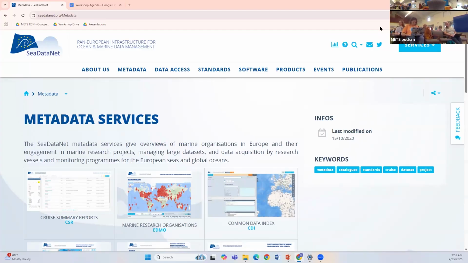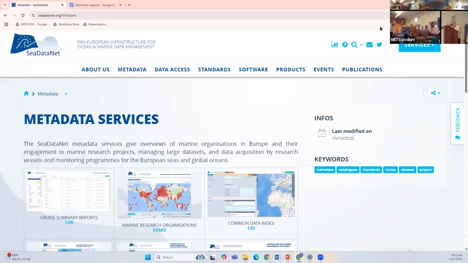Just reiterate where we find your catalog of catalogs. Is it in that participant folder? I've not put it in yet, but I will. And if you want to have a browse now, just Google SeaDataNet metadata, and this page comes up, and you can have a look through the catalogs that are there.